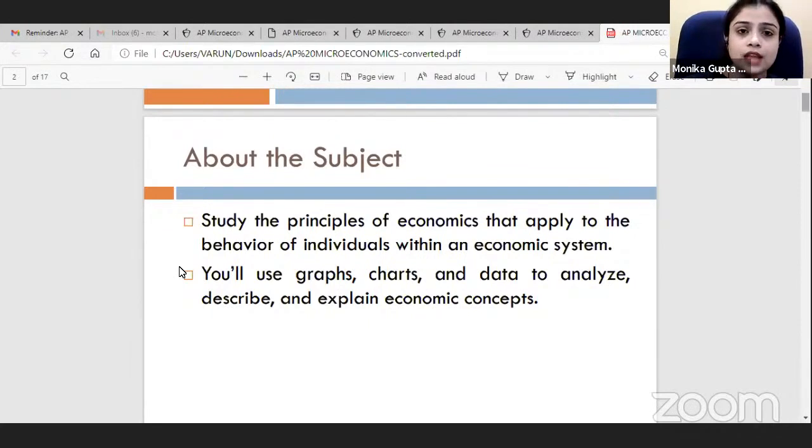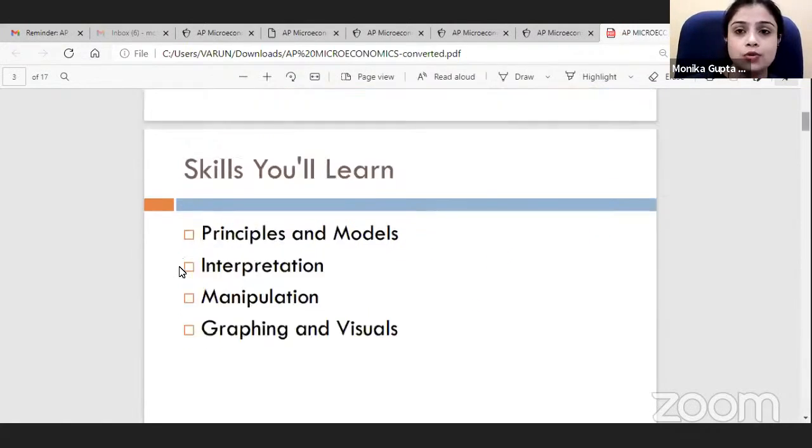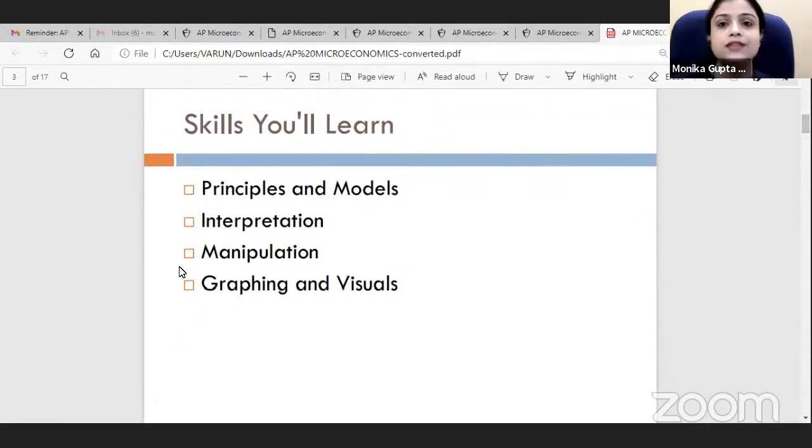Now, that's all about the subject. As you know, AP is all about the skill-based exam. So what are these skills that we are going to learn from your AP Microeconomics? There are four major skills that we are going to talk about. The first one is principles and models. Here you are going to define what economic principle you're talking about.